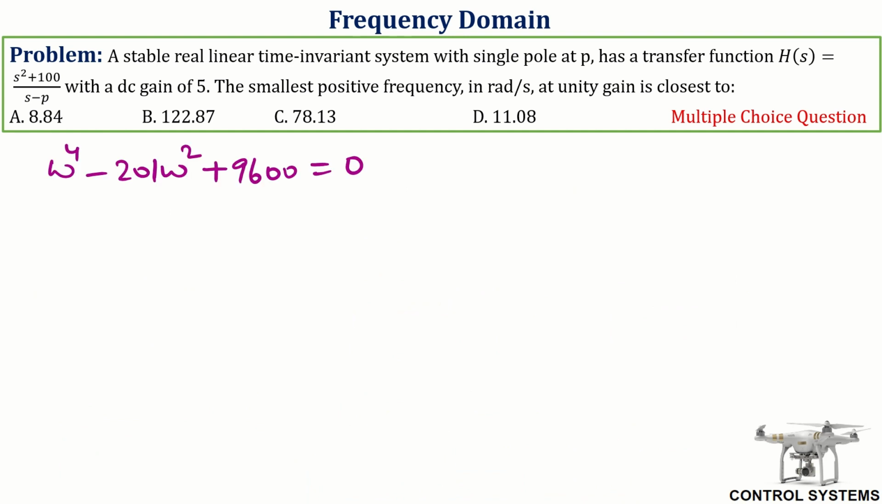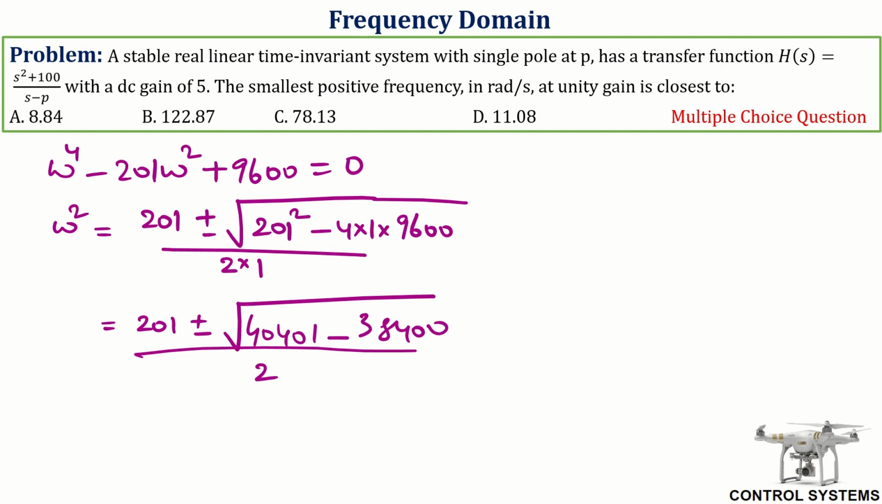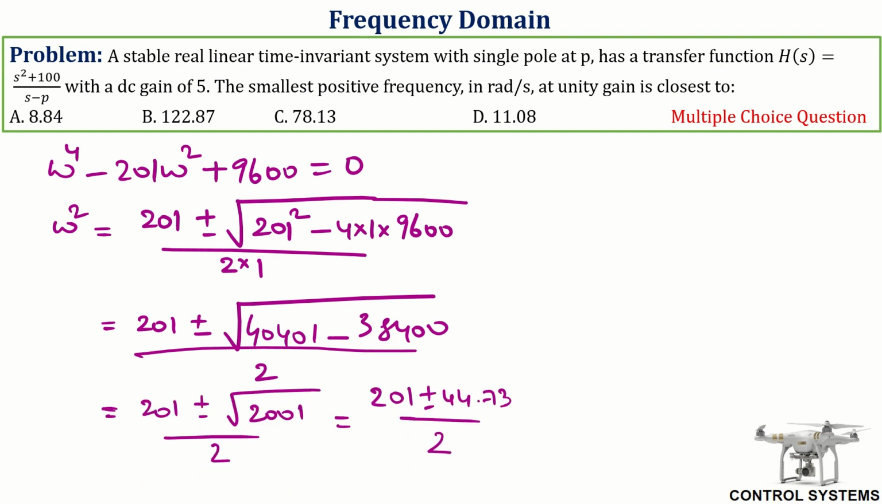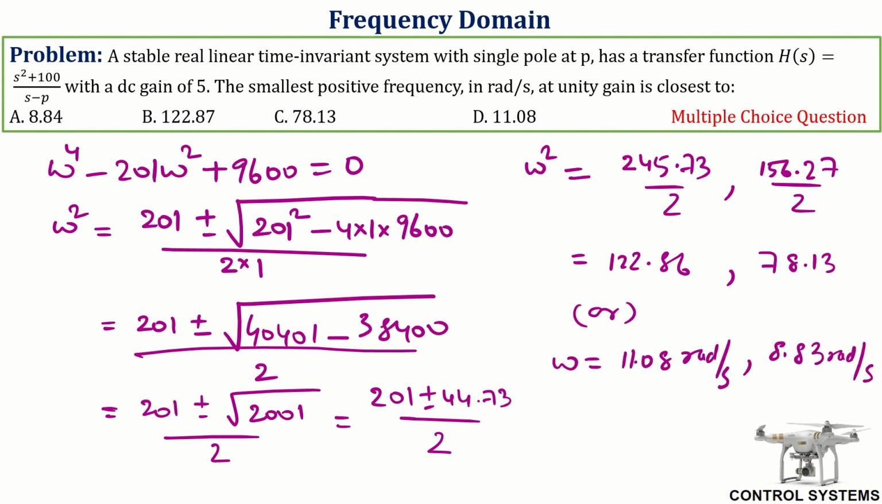Considering that equation, omega power 4 minus 201 omega square plus 9600 equal to 0, we calculate for omega. Initially we calculate for omega square because it is a quadratic equation in omega square. We know the famous formula for a quadratic equation, minus b plus or minus root of b square minus 4ac by 2a. You may use your calculators to get these values, and therefore omega square is 122.86 and 78.13. Therefore omega is equal to 11.08 radian per second when omega square is 122.86, and 8.83 radian per second when omega square is 78.13.